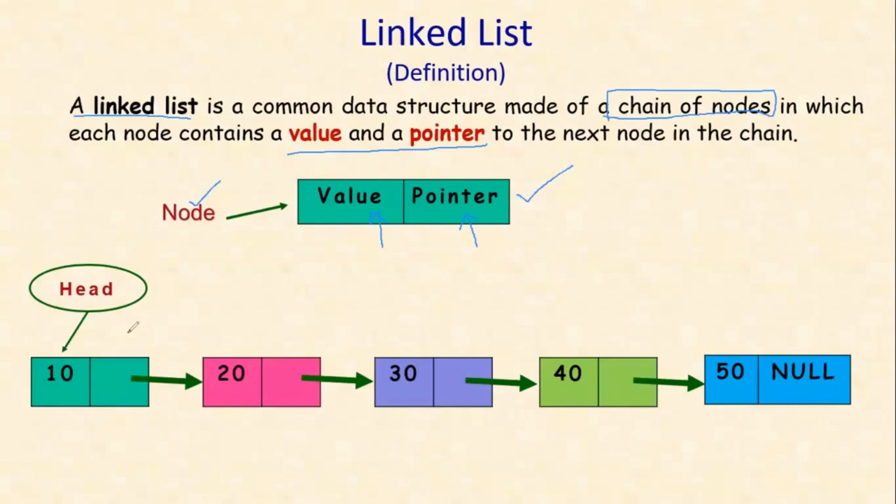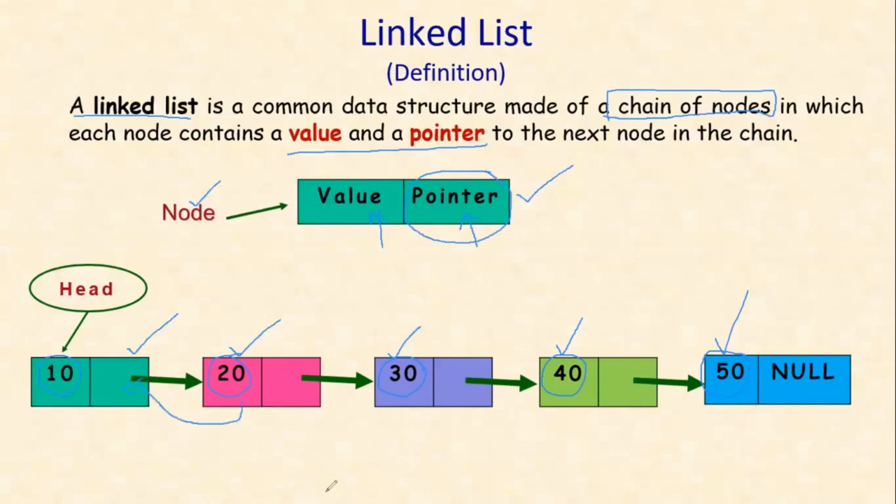Now let us say I have created a node, and I stored a value in that node. Then I have taken another node and kept a new value, 20. Then I have taken another node and kept a new value, 30, then 40, 50. Like this, whenever I want to store some value in memory, I will create a node and put the value in that. And most importantly, using this pointer, I will store the address of the new node here.